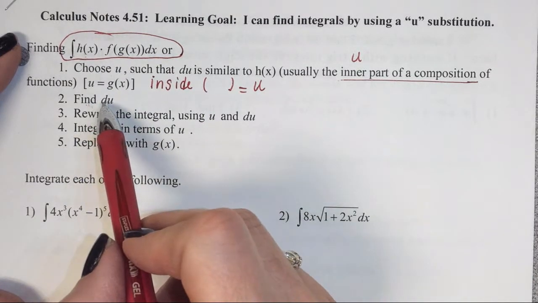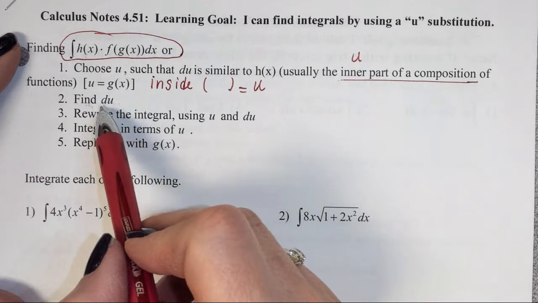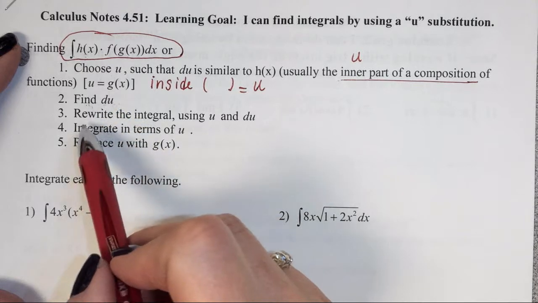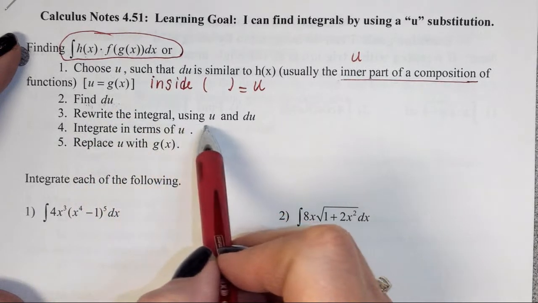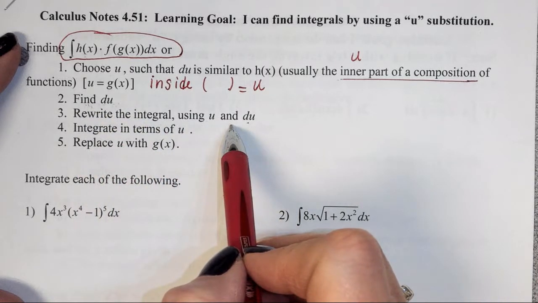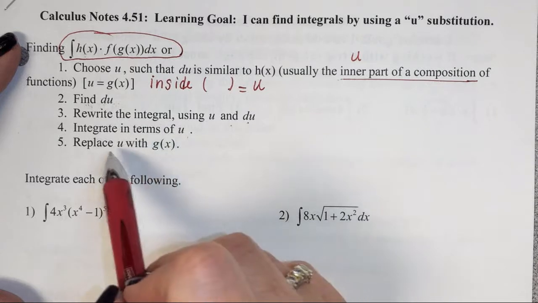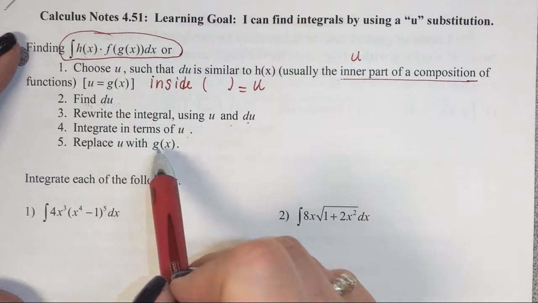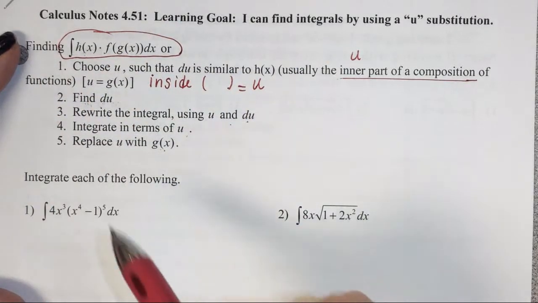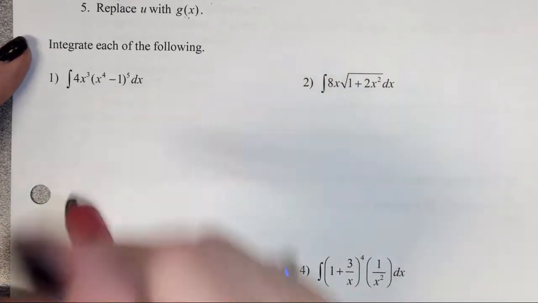Then we're going to compute du. What do you think du probably means? Derivative of u. So we're going to find the derivative of u. Then we're going to rewrite the integral using the u and the du. So what we're trying to do here is get rid of all the x's. Then we're going to integrate in terms of u, and then finally replace our u with our x's. Okay? Now that's not going to make a lot of sense yet, but as we go through it and you refer back, it will make more sense.